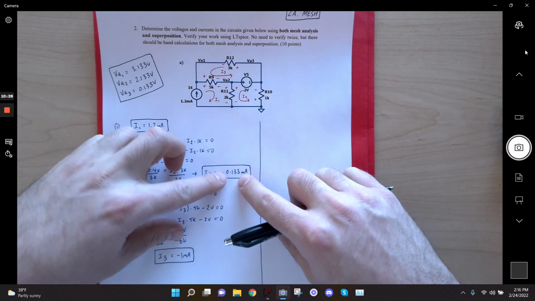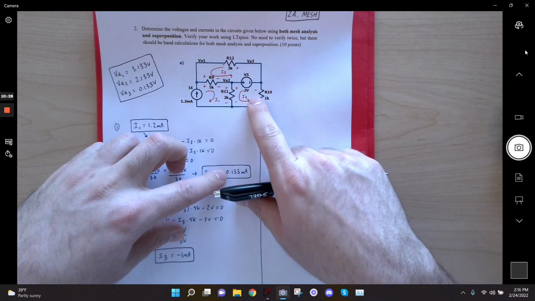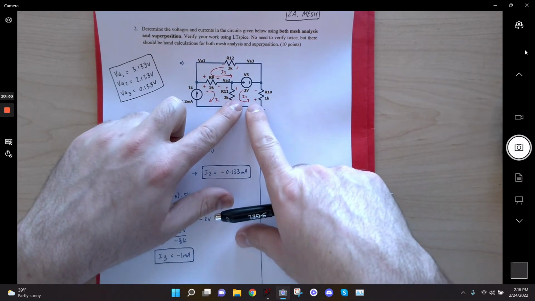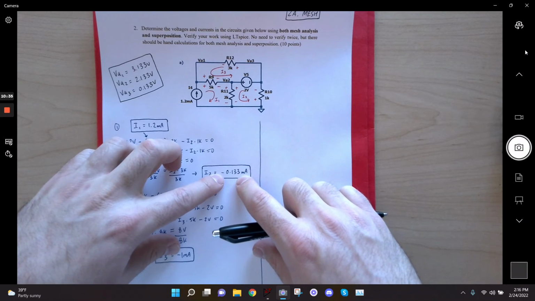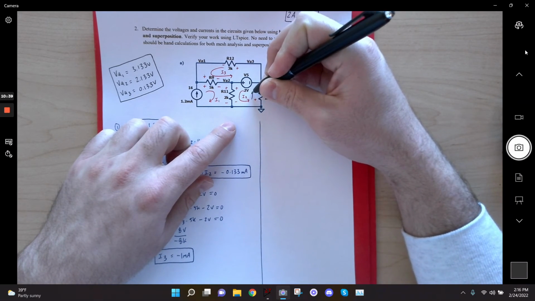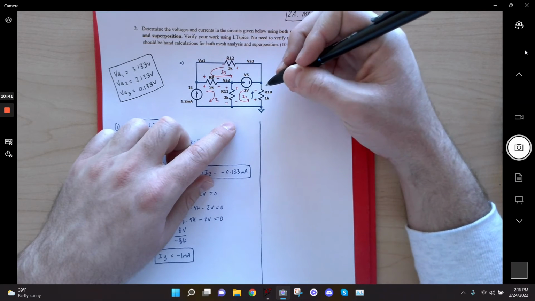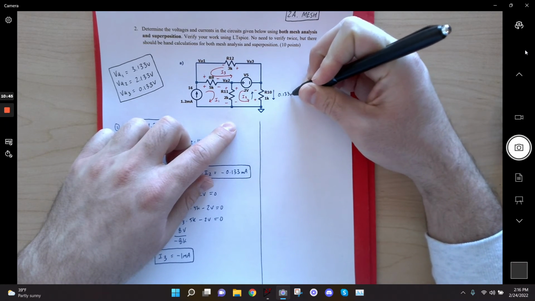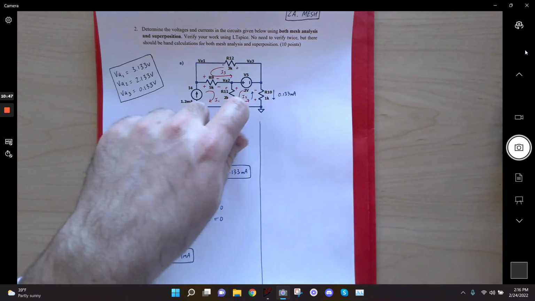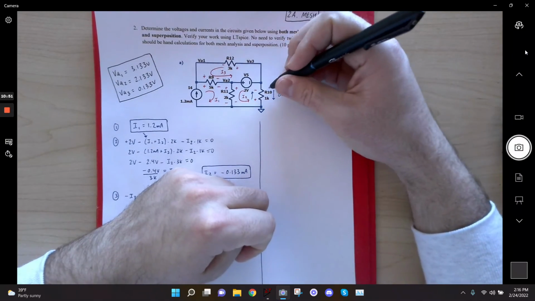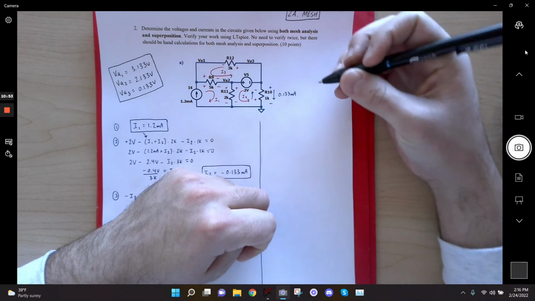It doesn't mean that this is wrong. What I meant is that the direction that I thought the current was flowing is wrong. So this I2 is negative 0.133 milliamps, which means that if I say negative 0.133 milliamps is flowing up through this resistor, that's the same thing as saying 0.133 milliamps is flowing down through that resistor, right? That may or may not be clear to people, but I just want to make it clear.